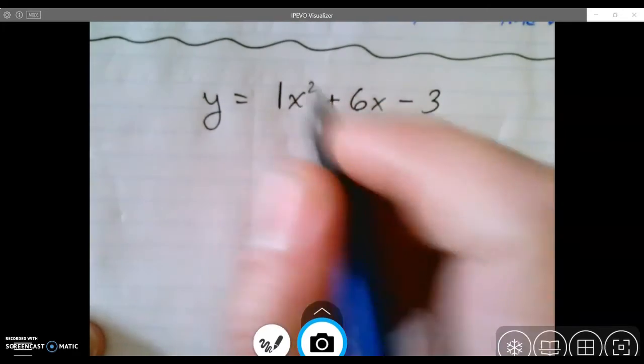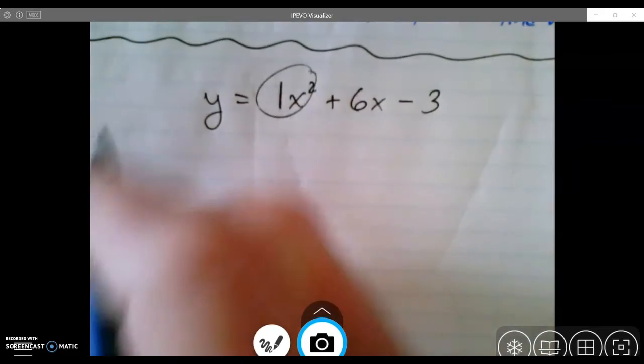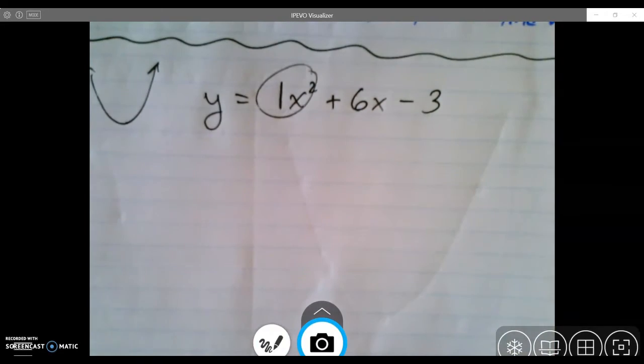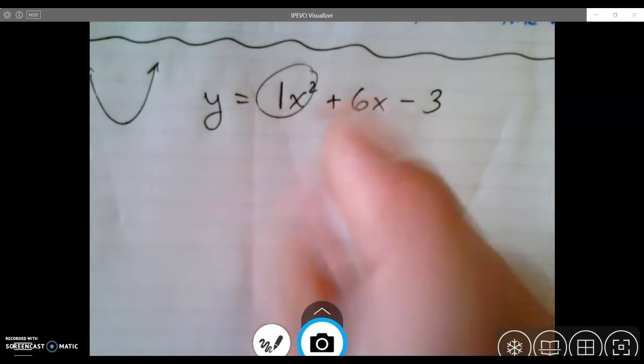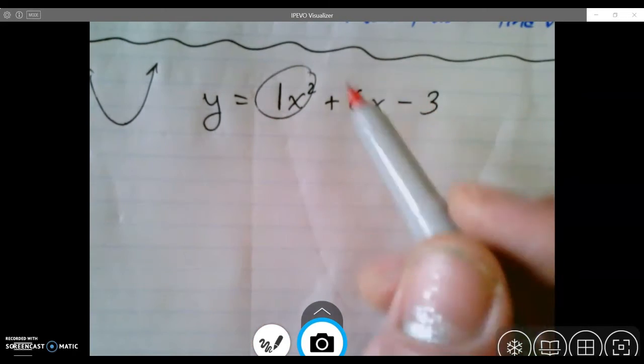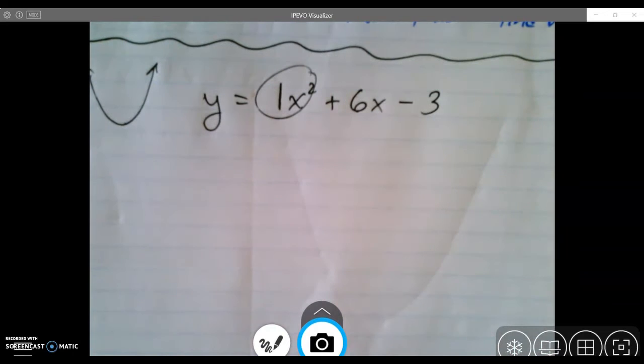One thing I do know, just before I do anything else, because this is our leading term, we know it's a parabola because of the x squared, and we know it's upward because of the 1. So we sort of know what it looks like, we just don't know where it's located. This one is in the same family as this one, but because of the 6x and the minus 3, it gives it a different location.